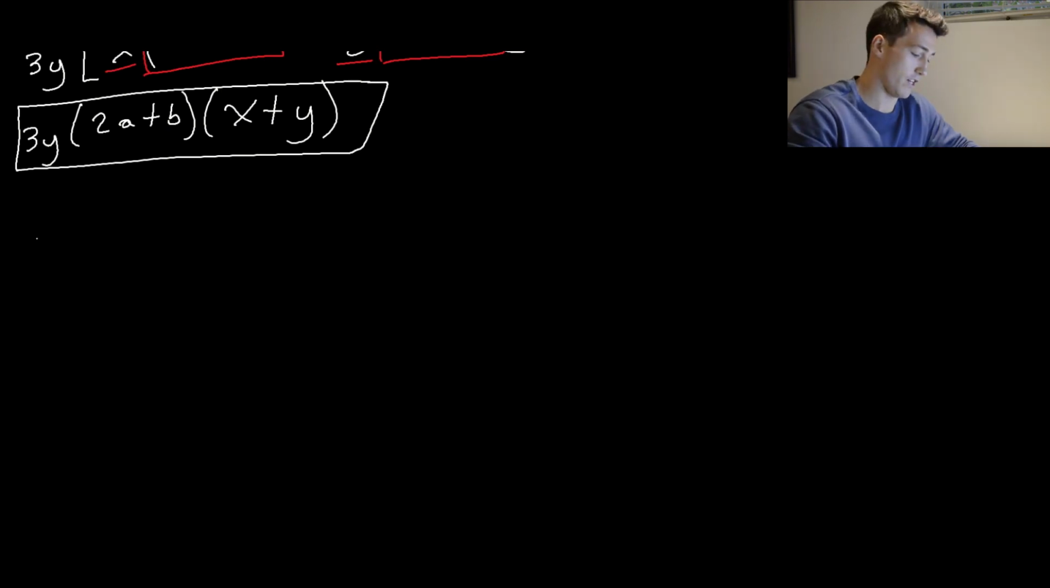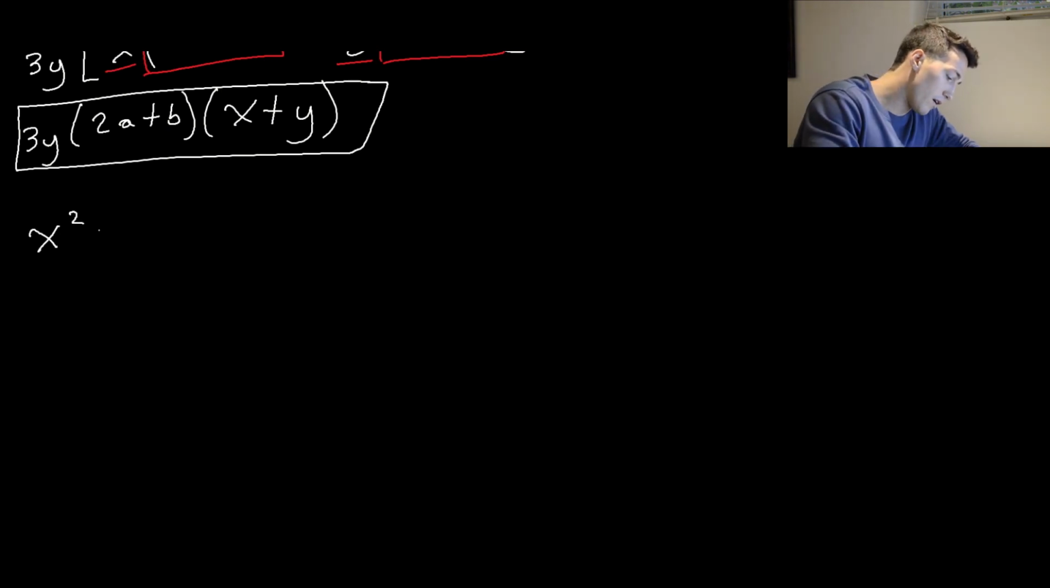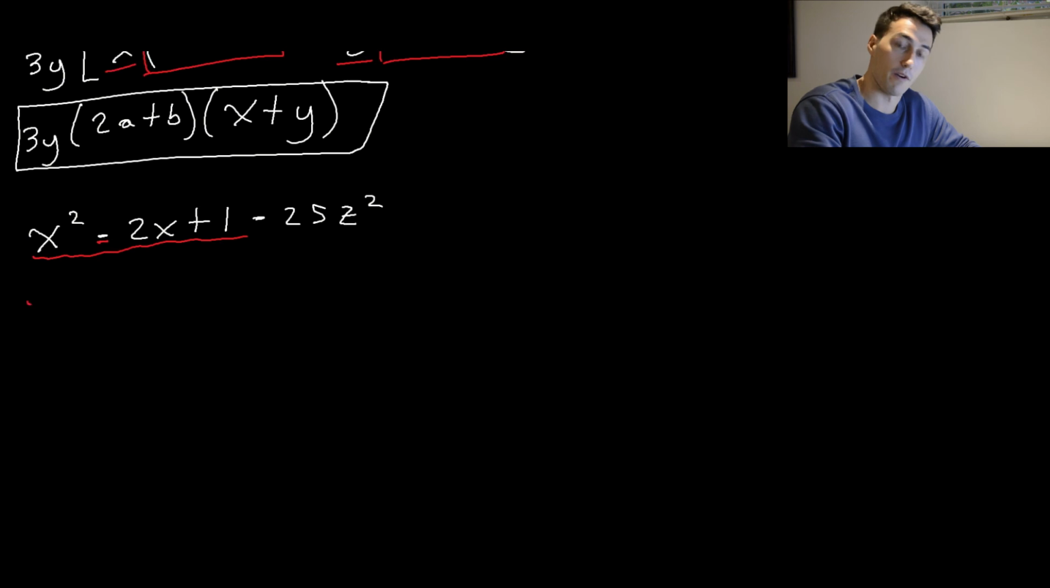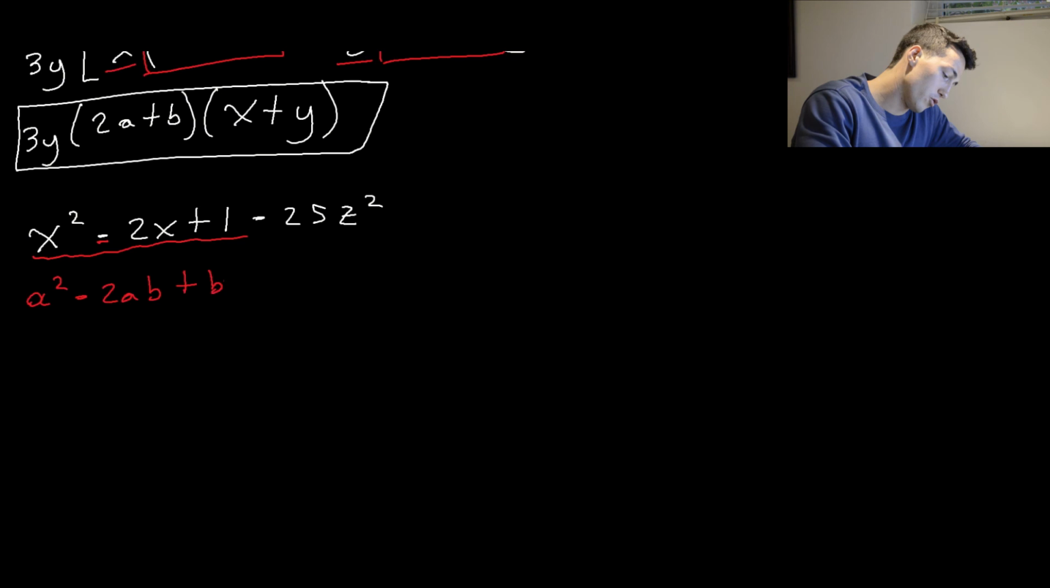Our next combination is going to be using this expression, x squared minus 2x plus 1 minus 25z squared. Okay, so looking at this, it's looking pretty weird and interesting, but what I see is, this kind of looks like the form of a perfect square trinomial that's negative, right? Because there's that negative here. So this kind of looks like a squared minus 2ab plus b squared.